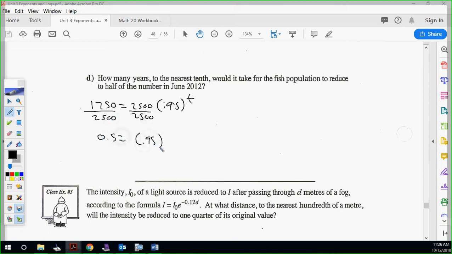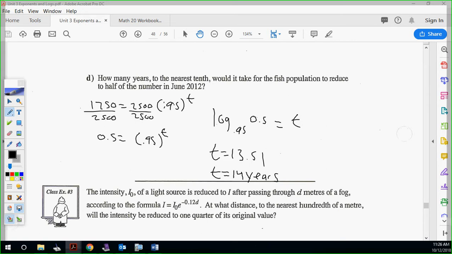And now we're ready to write that in exponential. Log base 0.95 of 0.5 equals t. Now you do your change of base, and you're going to get 13.51. So if you want to round up to a full year, it'd be 14 years for you to lose more than half. If you want to be more specific, about 13.5.